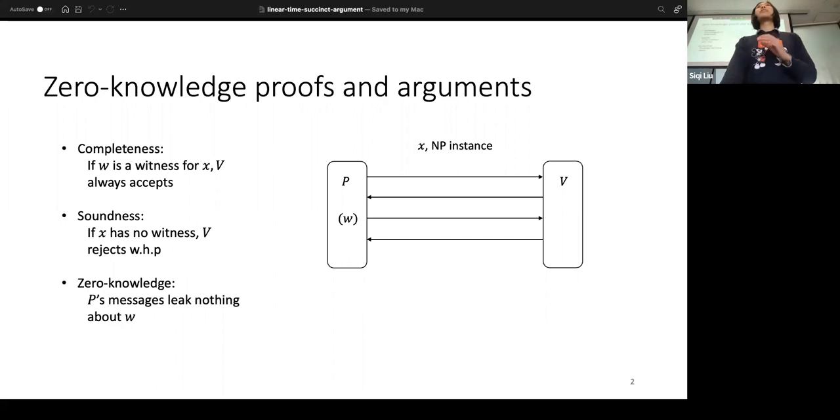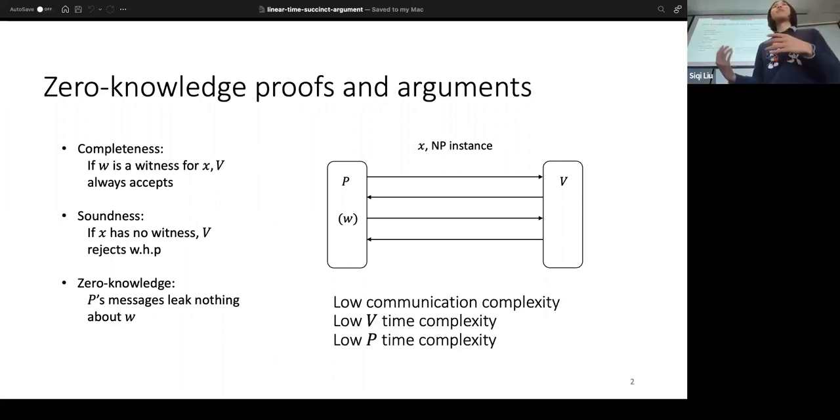To measure how good a protocol, a proof or argument, is, there are three common efficiency measures that people care about. One is the communication complexity, which is the amount of message that is exchanged during the protocol. There's also the prover time and the verifier time. It would be ideal if all three of them are as low as possible.